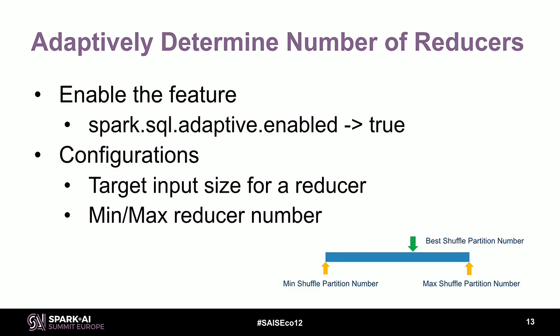To use this feature, you should switch on Spark SQL Adaptive Enabled. Besides this switch, there are 3 configurations. The default value works well for most cases, but you can still further tune them. Target input size for a reduced task: adaptive execution will try to make the size of data processed by each reducer close to this parameter. This way, there is less possibility of wasting memory or running out of memory. Then, min-max reducer number: adaptive execution will find the best parallelism in this range.